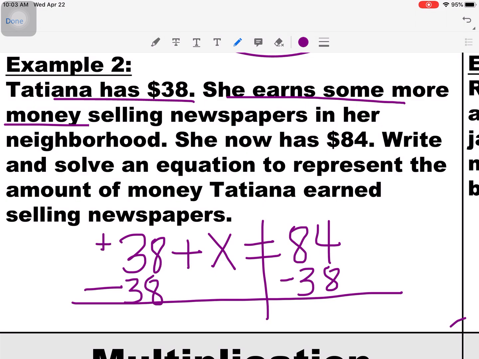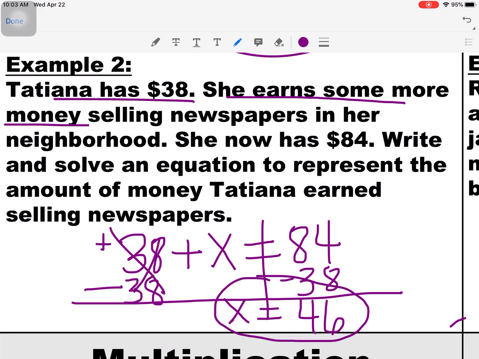38, positive 38, minus 38 gives me 0, so that leaves x alone. And then I do 84 minus 38, and that gives me $46. Okay, so if I substitute 46 where x is, 38 plus 46 gives me 84. So I know my answer of $46 is correct.